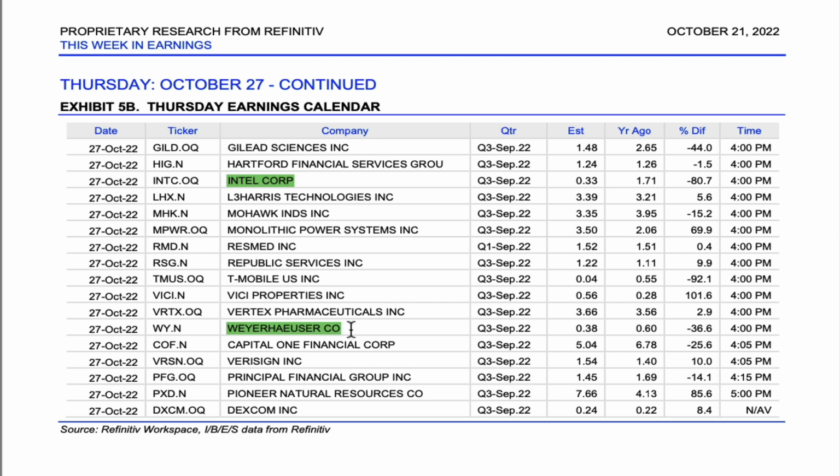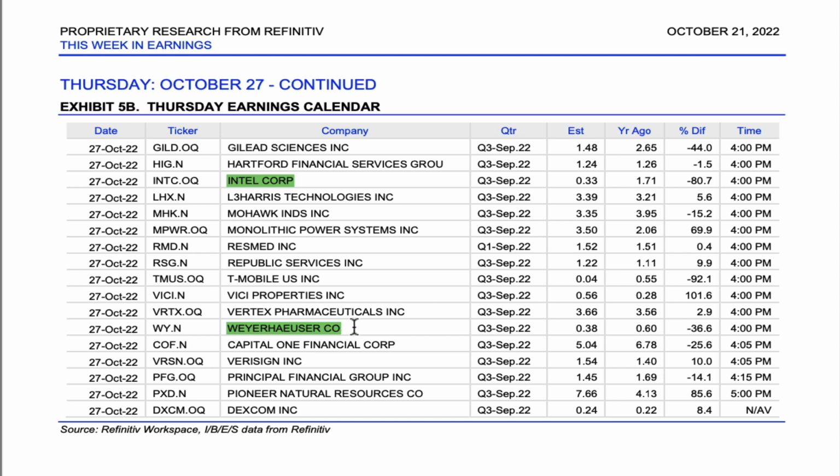Weyerhaeuser is the largest timber REIT in the U.S., and the largest market for timber is home building and home remodeling. So it gives us an idea, and it's highly correlated. The returns for timber are highly correlated with the returns for home builders. So if we get good guidance out of Weyerhaeuser, then that's at odds with what we're hearing about home builders. So it's going to be important to listen to what they have to say, and I'll be listening in on that call as well.